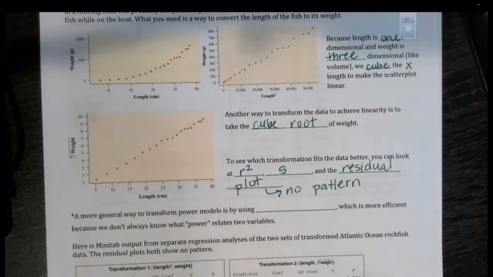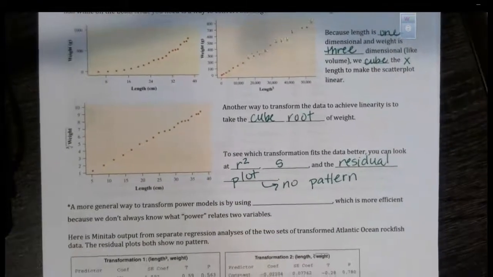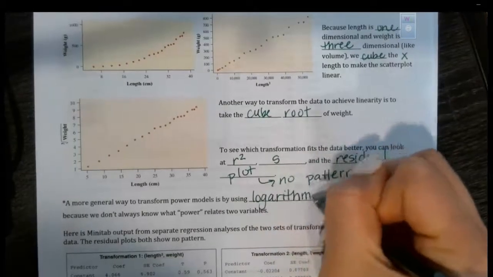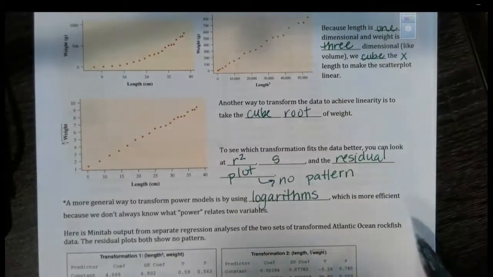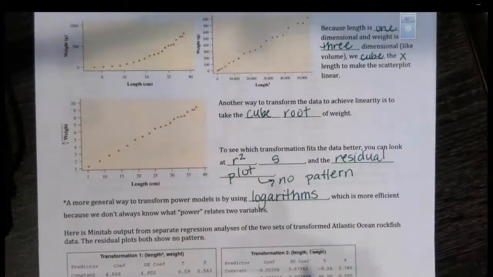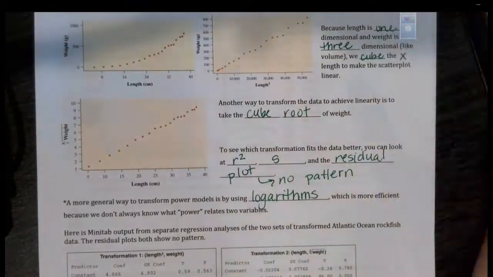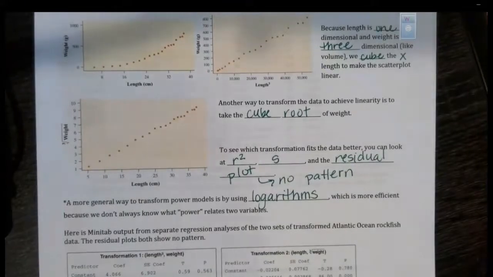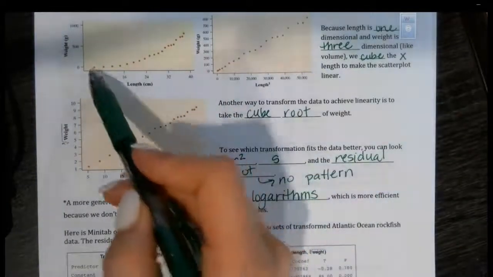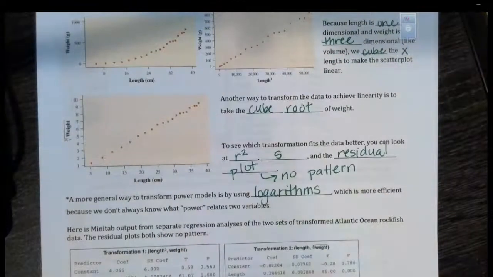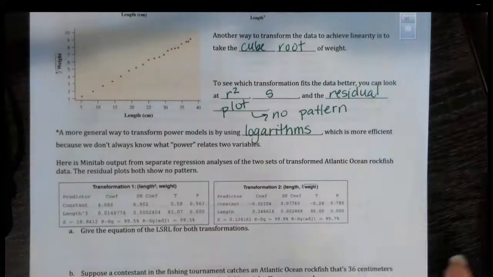A more general way to transform power models is by using logarithms, which is more efficient because we don't always know what power relates the two variables. In this case we knew that it was cubic, but sometimes you don't know if it's x to the 5th or x to the 7th. We do know that it's odd, or sometimes you can see the continuation, or even. But even so, if it's half of a quadratic, you can't tell the difference, and so there is some element of unknown. If you use a log, then you don't have to worry about it.